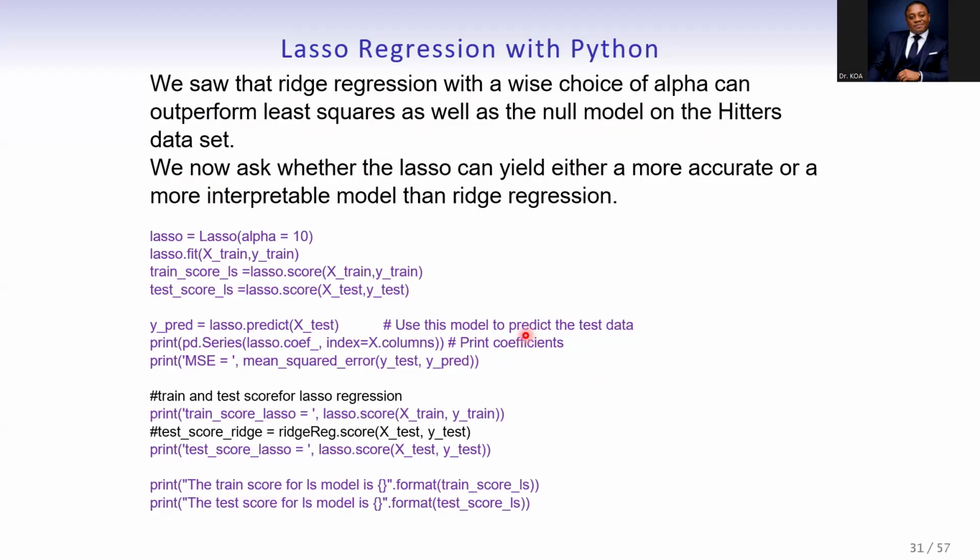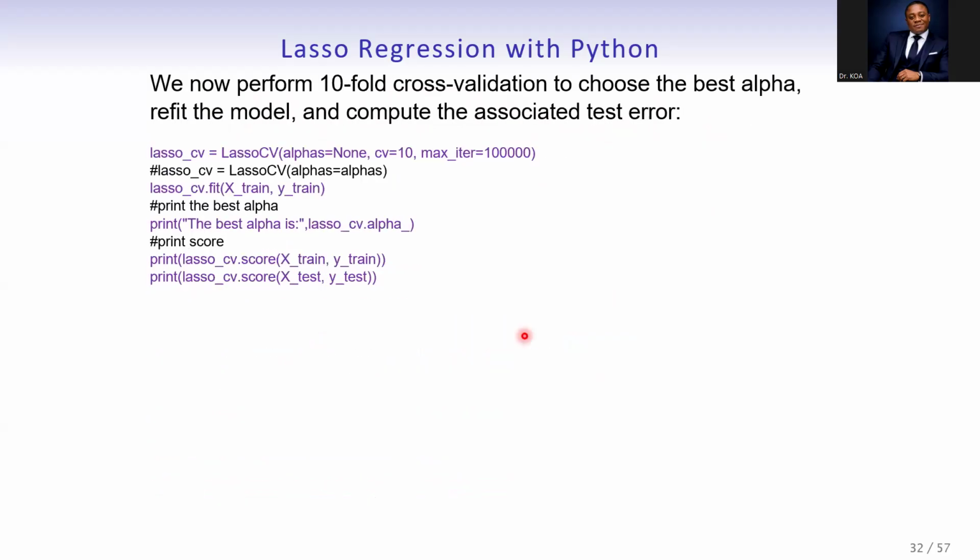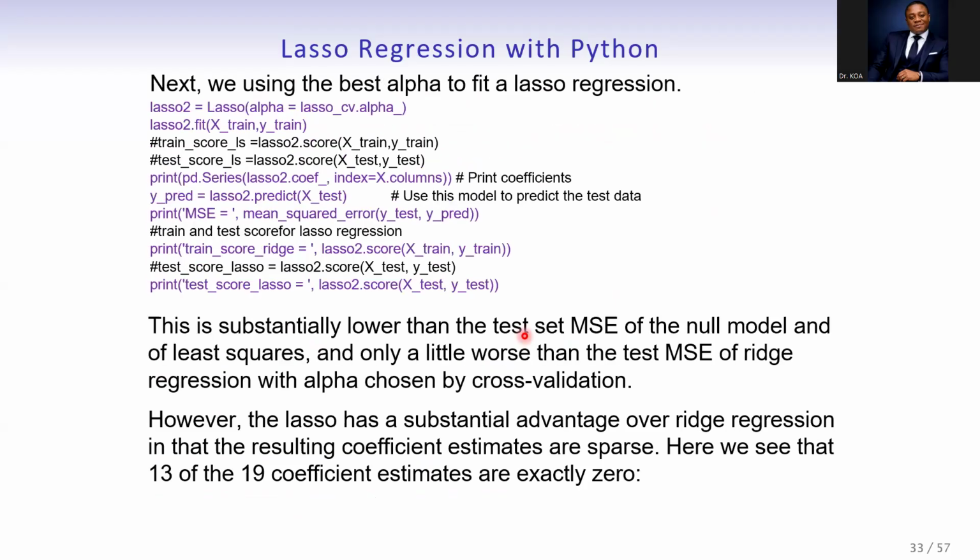So all of this code, we are going to just run and see what is going to happen. We're going to run this. Then we will perform a 10-fold cross-validation to choose the best alpha for the lasso as well, and then compute the associated errors. We will then use the best alpha to fit the lasso regression and see the outcome of that. So let's go.